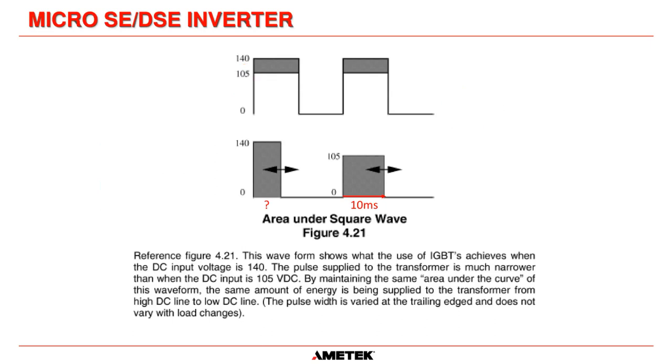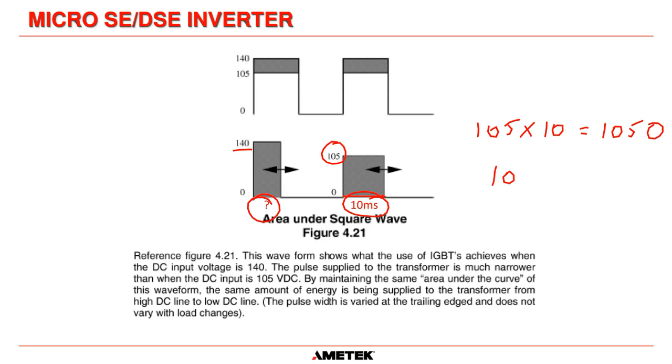Well, we're using the area under the square wave to generate our width of pulse. I know I said it's not pulse width modulation. It's not. It's just the width of these pulses here. So here's the easy calculation. Let's just say, for example, that at 105 volts, the width of the pulse is 10 milliseconds. That's very easy math, and it's a rectangle. So it's 105 times 10, which is equal to 1050. So the question is, what is the width of the pulse when it's 140 volts DC?